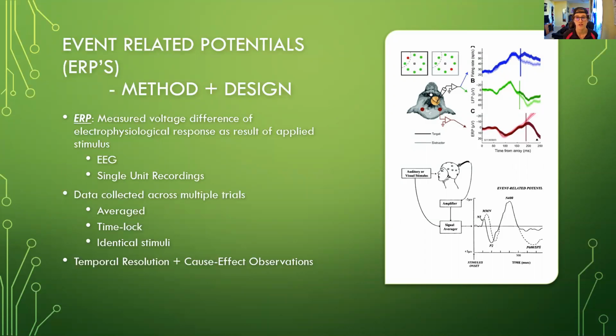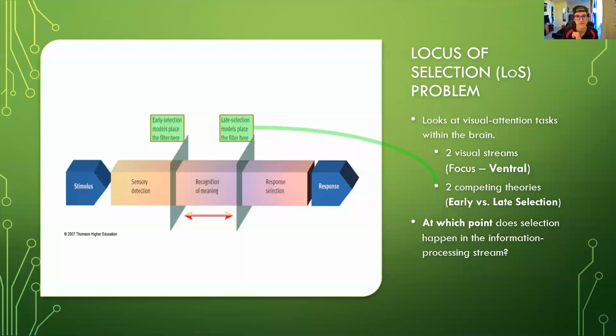So both of these methods give us really high temporal resolution that allows us to look at things within milliseconds. So what's really nice about this is it gives us a kind of cause and effect observation, because we are able to apply a stimulus and then directly observe a physiological response as a consequence of that stimulus. So it's really good for trying to establish these cause-effect correlations.